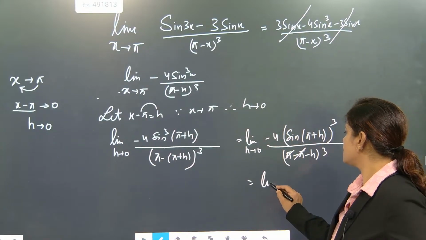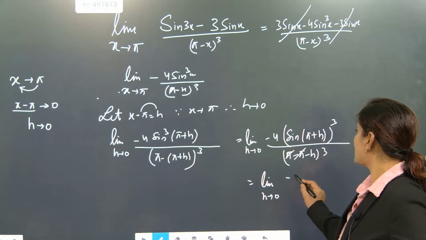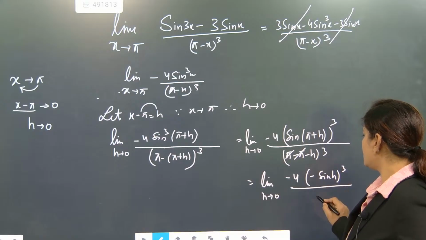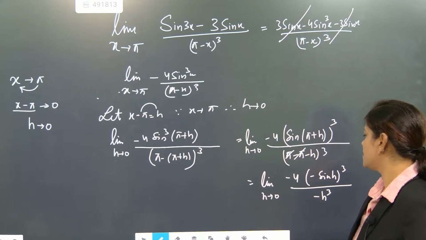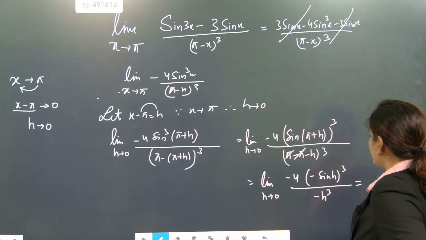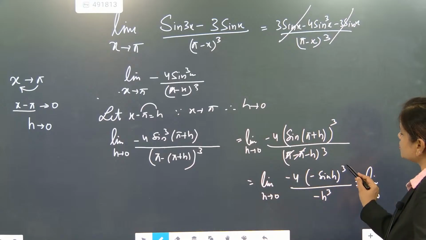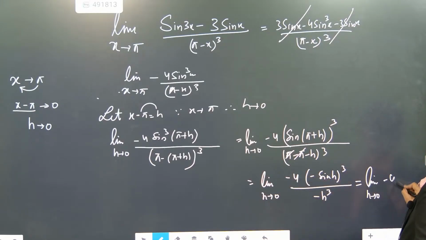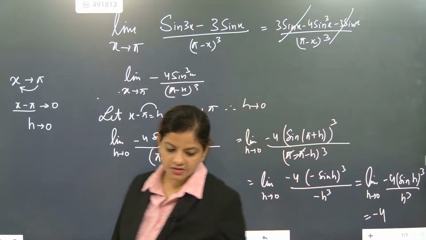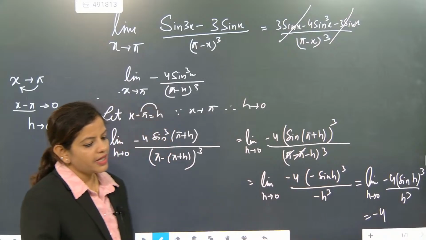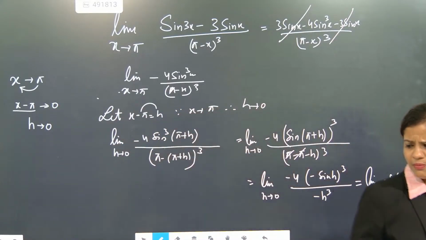So now look here. Limit h tends to 0, minus 4. This part will become minus sine h whole cube, and down it will become minus h cube. Done. So minus into minus, and because of the cube, another minus, gives minus 4 sine h cube by h cube. The answer is coming as minus 4. That's it. I rest my case. This is definitely going to be troublesome: if you go a little here and there, the entire building will collapse.